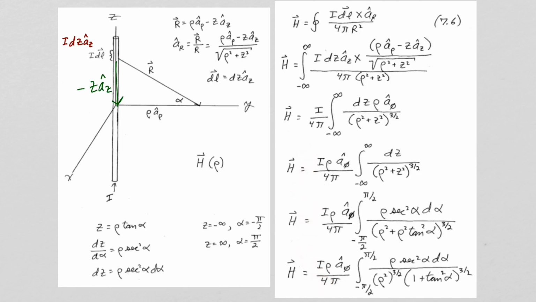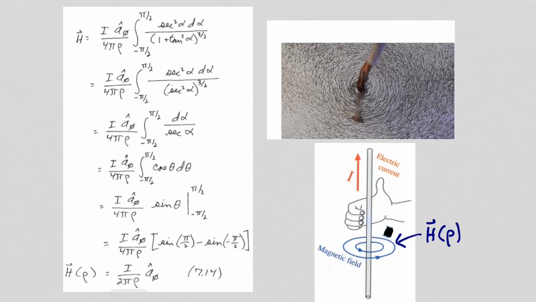Let's just jump to the final result. We see that the magnetic field intensity is I over 2 pi rho, and it's in the phi direction, so it does form these circles around our current carrying wire, and the field is in the phi direction as given by our right-hand rule. And the magnitude of the magnetic field intensity falls off as 1 over the distance from the wire. And we see that with the iron filings, because if we get far enough away, the magnetic field intensity is not strong enough to orient those iron filings.